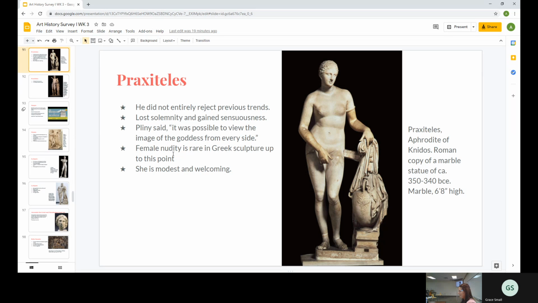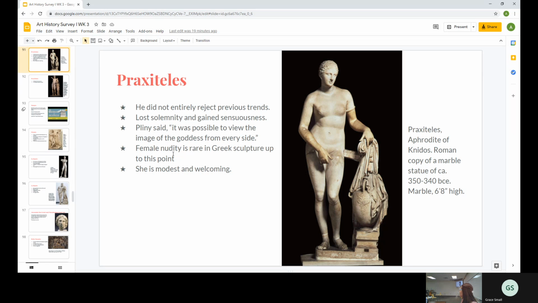That'll change later, but at the beginning, it's only used for goddesses. She is nude, but she is still trying to be modest. She is trying to be shy, but also be welcoming at the same time. She has something happening with her body that makes the viewer think these things.